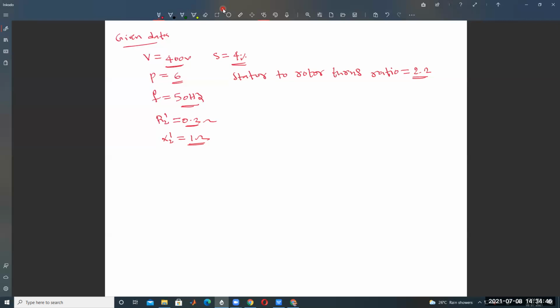246. What is the synchronous speed here? 120 into frequency, 50, by 6 poles. Substitute here. And then tell me what is the result? What is the synchronous speed? 1000 RPM. Okay. Let's convert into radians per second.